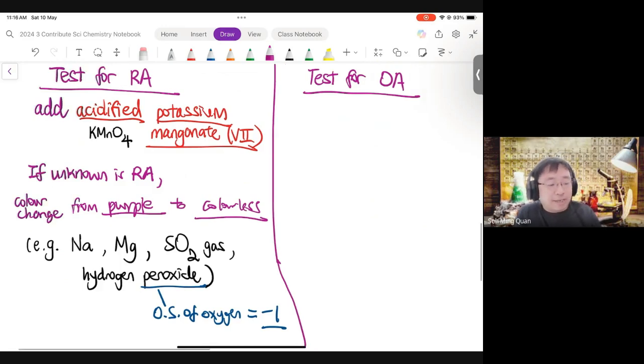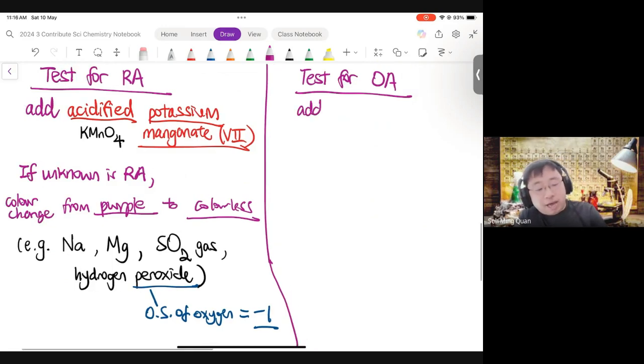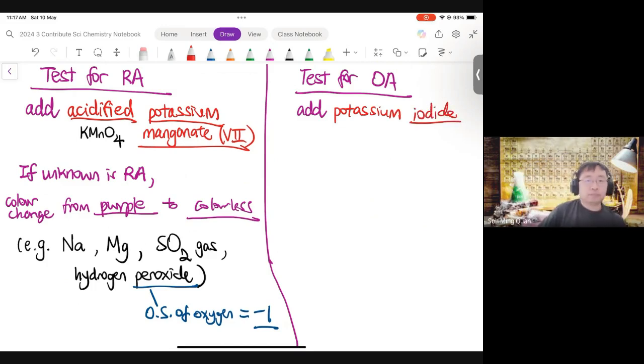Now we move to oxidizing agent. We will also add something. Sadly, that something is also a potassium compound, so you will need to remember. We will add acidified potassium iodide solution, an aqueous solution of potassium iodide. So potassium iodide is a test for oxidizing agent.